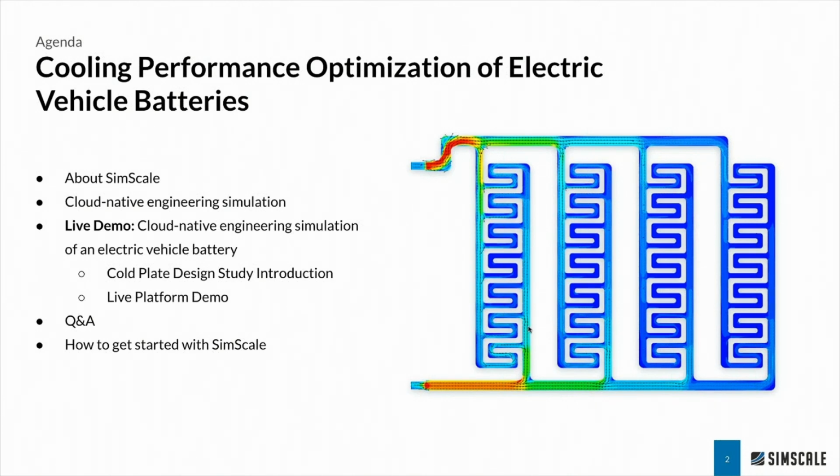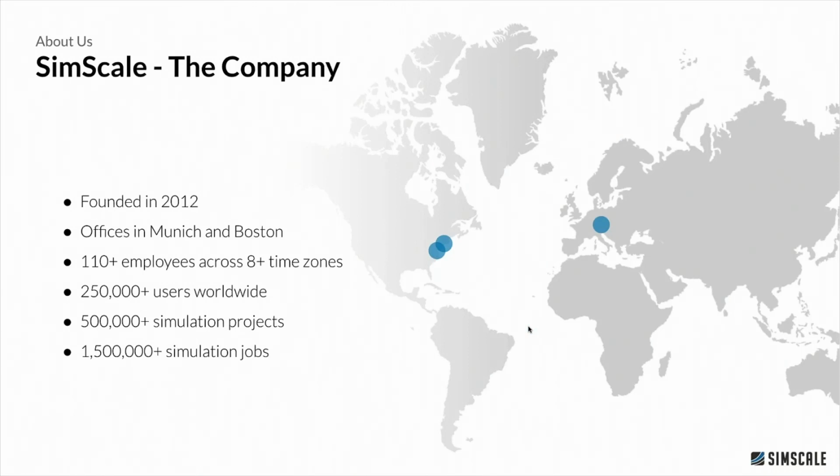Great, thank you, Paul. So first of all, let's have a quick introduction to SimScale. Who are we? Well, we were founded in 2012. We have our head office in Munich, but we have a global presence with 110 employees across 8 time zones. There are currently millions of simulation jobs being run in SimScale, and we're funded, so we're going to be here to stay.